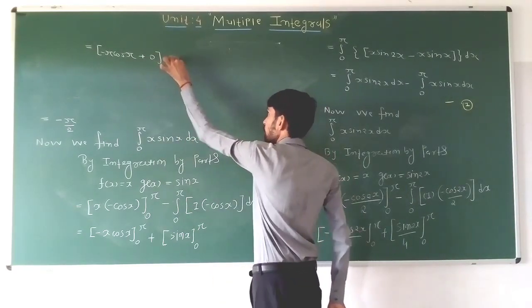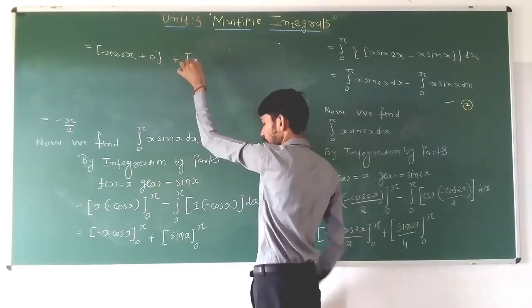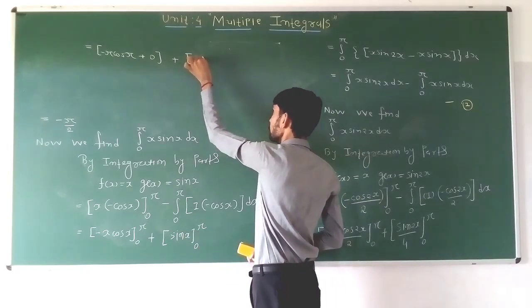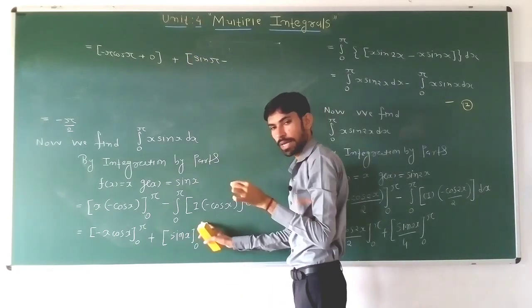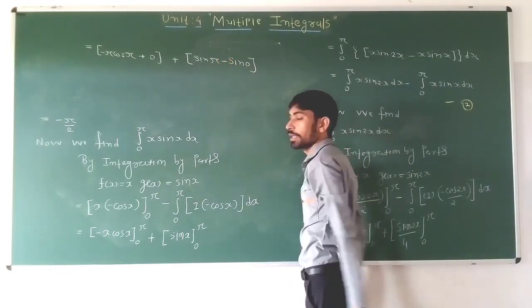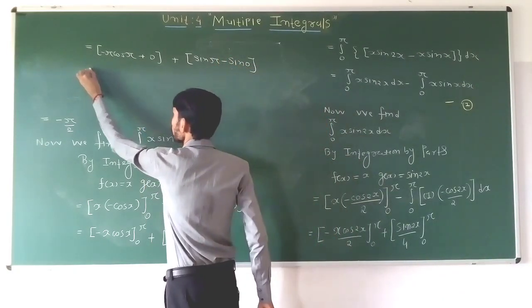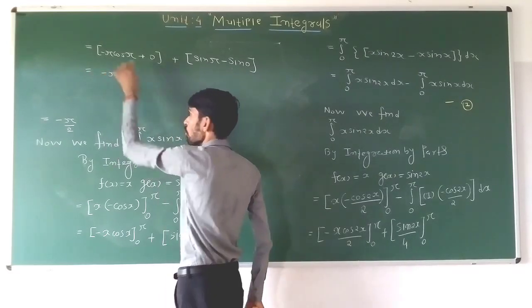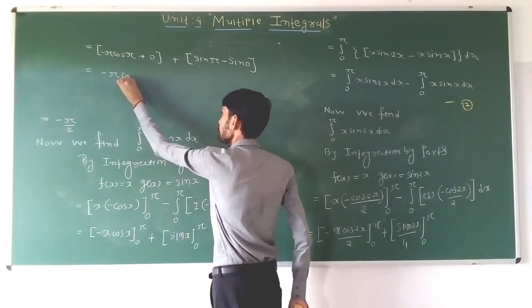Now plus sin pi minus sin 0. Now we substitute the values. So minus pi, and the value of cos pi is minus 1.